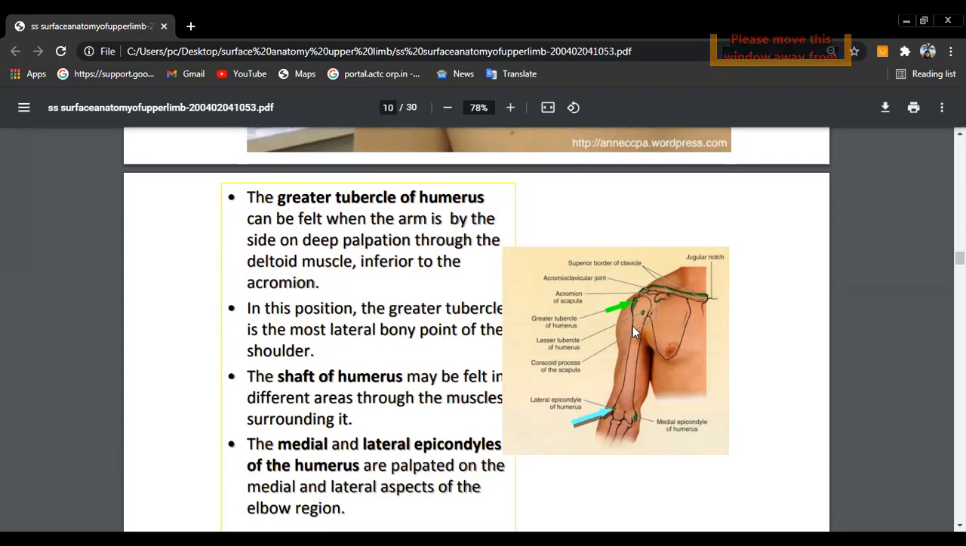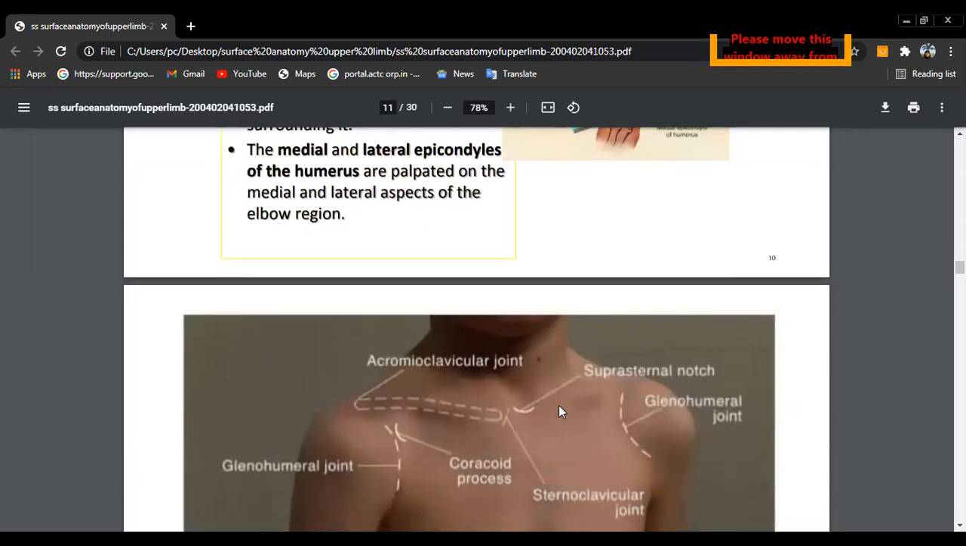This is the shaft of the humerus, and this is the lower end of the humerus. On the medial side we have the medial epicondyle, and on the lateral side we have the lateral epicondyle. This is very easy, please palpate them on your own body: the medial and lateral epicondyles, on the medial and lateral aspects of the elbow respectively.